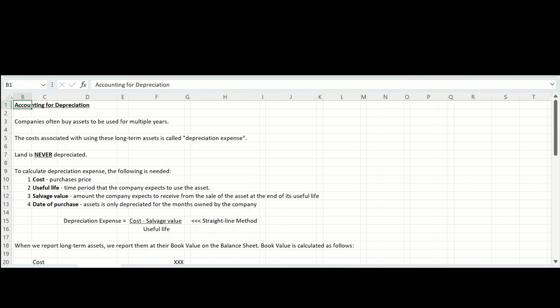A quick note is that the land asset account will never be depreciated. You cannot depreciate land because it's expected to be used for eternity.